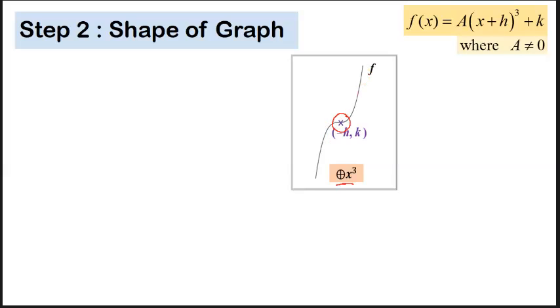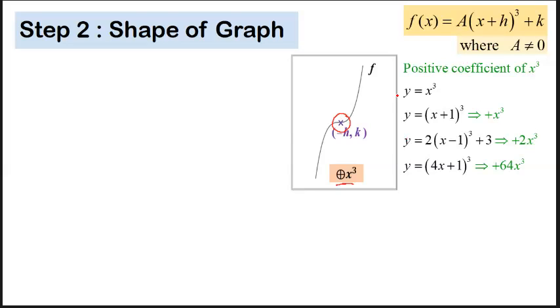And let's see some of the examples that have this shape here. For example, let's see the case where I have a positive coefficient on x cubed, as simple as the basic case, y equals x power 3, y equals (x plus 1) power of 3. But we can see that when you expand, the coefficient of x cubed is positive. So do the rest of them, as you can see.